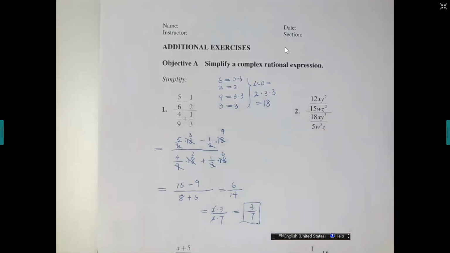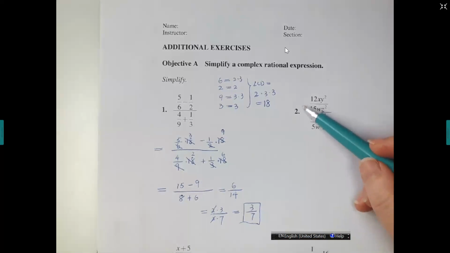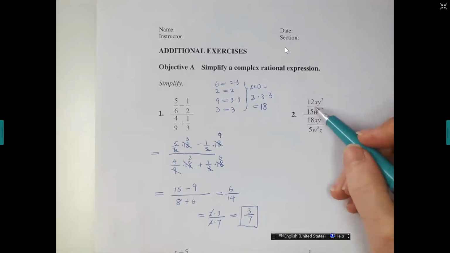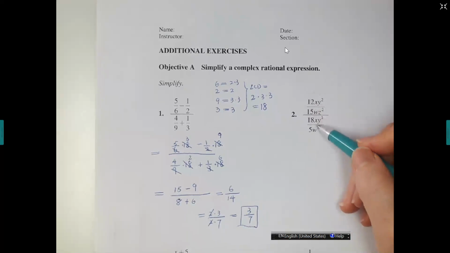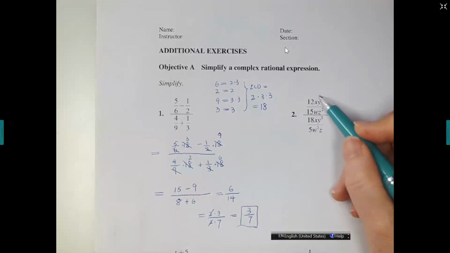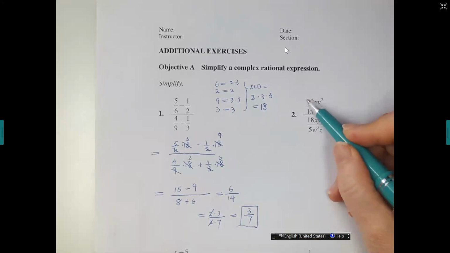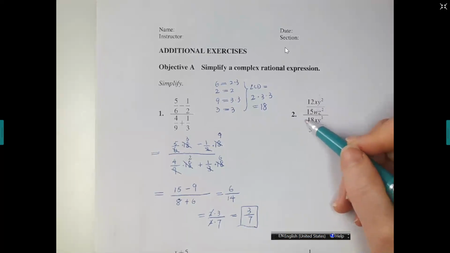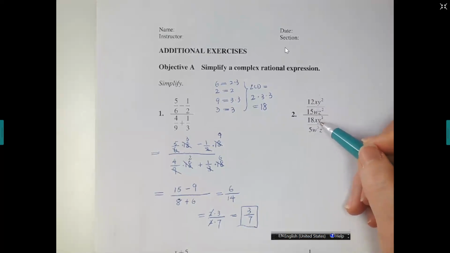Okay, special case. The special case is this. When we have a complex rational expression, what do we see? We see both the denominator and numerator have just one denominator within them. So the entire numerator is just one rational expression. The entire denominator is also just one rational expression.